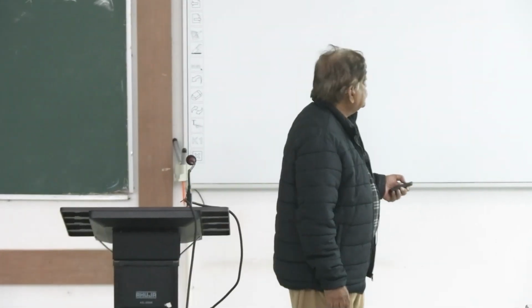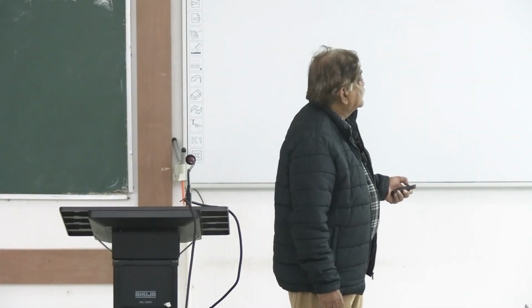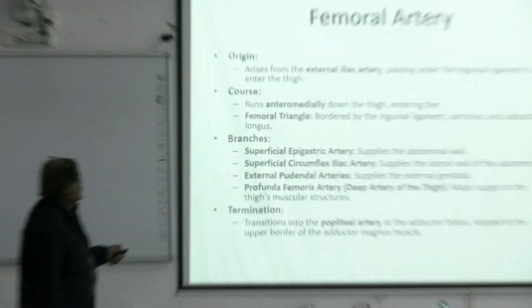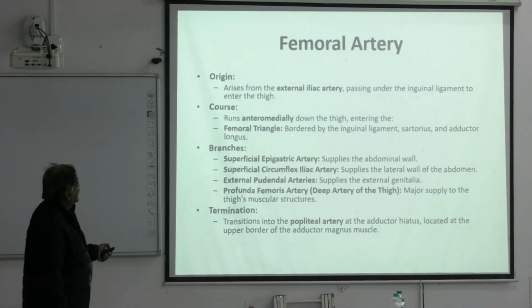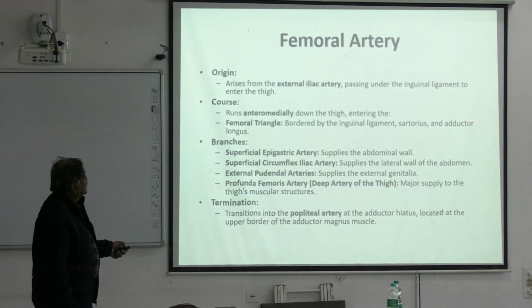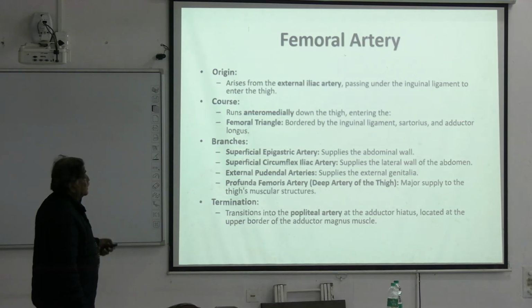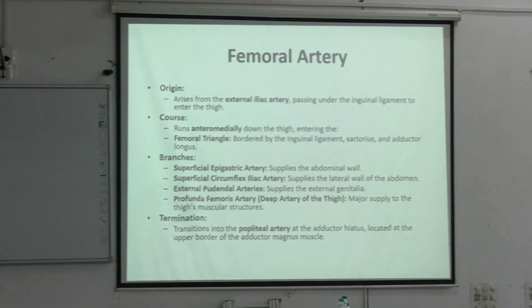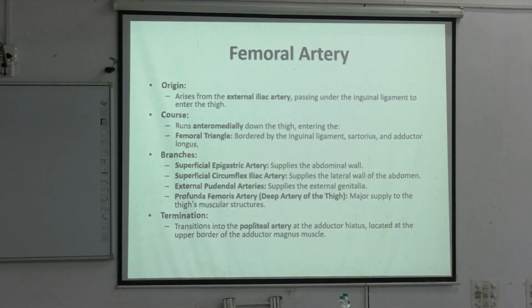Now, the superficial epigastric artery. The femoral artery runs anteriorly down the thigh, entering the femoral triangle bordered by the inguinal ligament, sartorius and adductor longus. The body is in the dissection hall. Before it is taught to you, when you visit the demo room for any class, you see it. Take your book. After the bone or anything is taught to you, you see the location. It is prosected, the dead body is there, so you can see it.